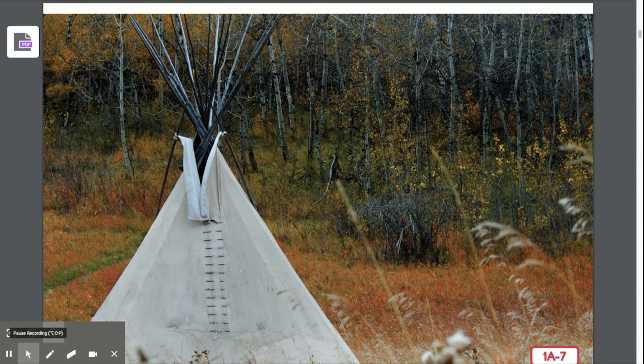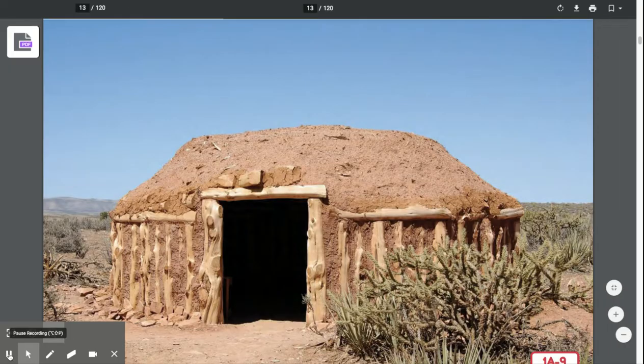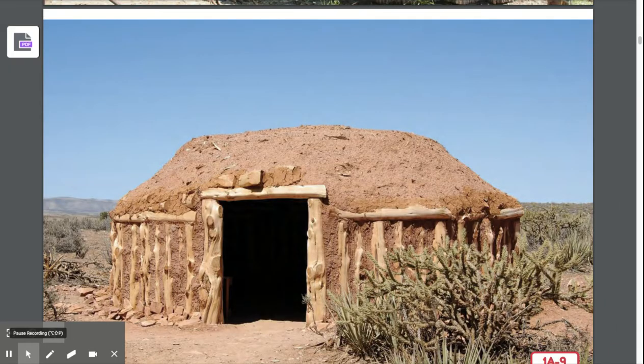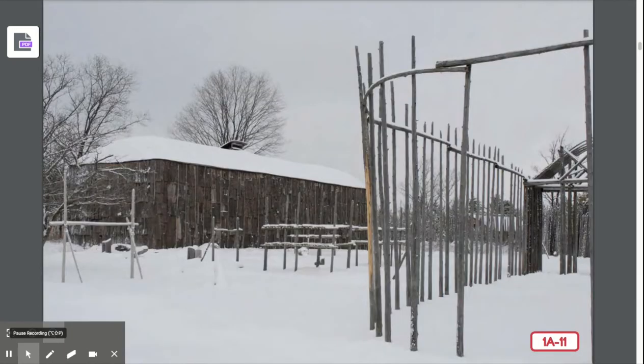Some lived in teepees. Some lived in wetus. Some lived in hogans. Some lived in pueblos. And others lived in long houses.